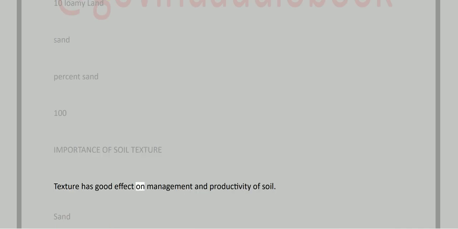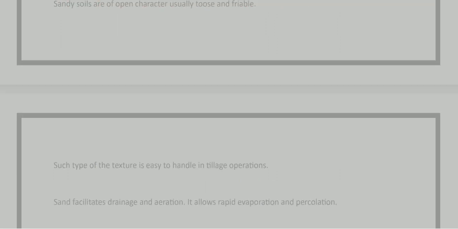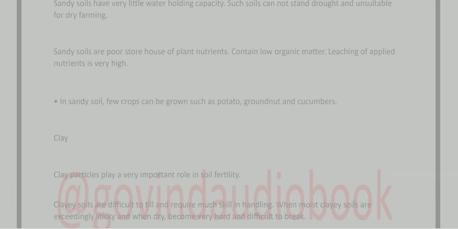Texture has a good effect on management and productivity of soil. Sandy soils are of open character, usually loose and friable. Such a texture is easy to handle in tillage operations. Sand facilitates drainage and aeration. It allows rapid evaporation and percolation. Sandy soils have very little water holding capacity.